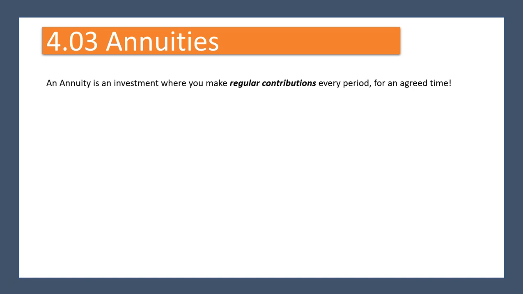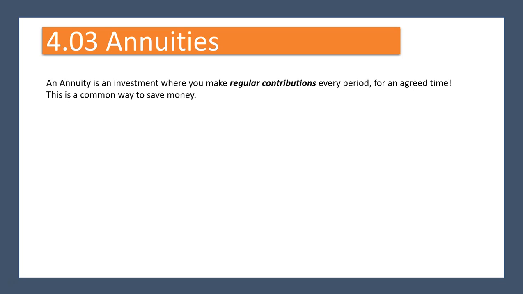Every period, what might that be? It could be weeks. It commonly is months. It could be half yearly, quarter yearly, yearly. And for an agreed time, that could be, well, if it's monthly, it might be 5 years. You're going to deposit an agreed amount every month for 5 years.